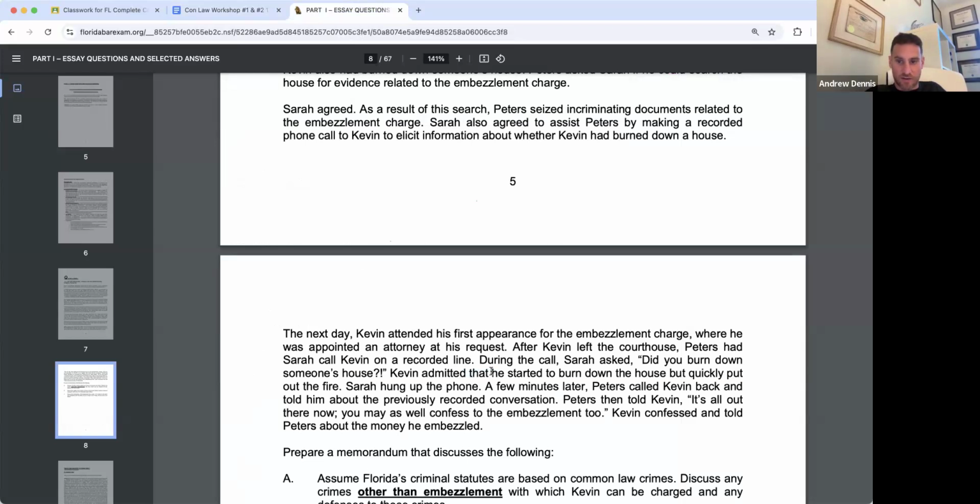It seems like he does have a right to counsel here, because the recording is happening by the officer. I mean, the interrogation is happening by the officer, not really Sarah. He admitted he burned it down, but quickly put it out. Sarah hung up the phone.